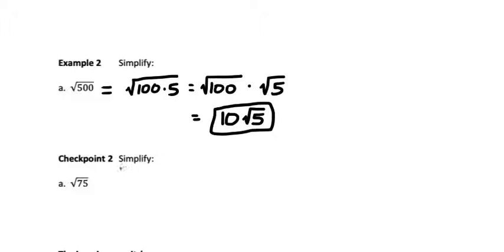So for these simplifying problems, you always should be able to take one number that is a perfect square, take the square root of that, and then have one number that's not a perfect square, and that just stays under the square root. So we have 10 times square root of 5 as my answer.